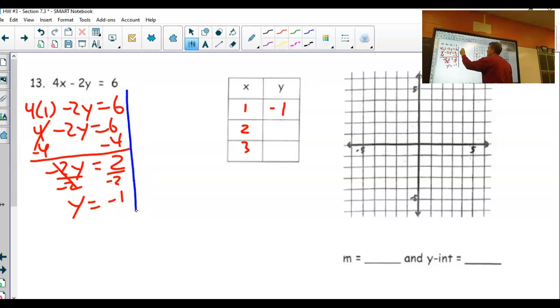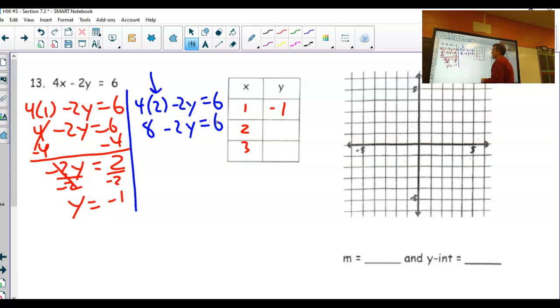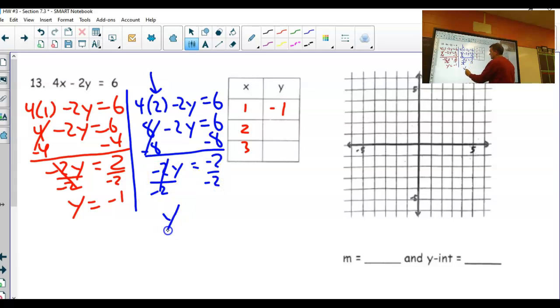Let's move on and do 2. 4 times 2 minus 2y equals 6. So what does y equal when I put 2 in for x? Let's find out. 4 times 2 would be 8, minus 2y is 6. I would want to subtract 8 from both sides and get negative 2y is negative 2. And then I would want to divide both sides by negative 2 and get y equals positive 1.